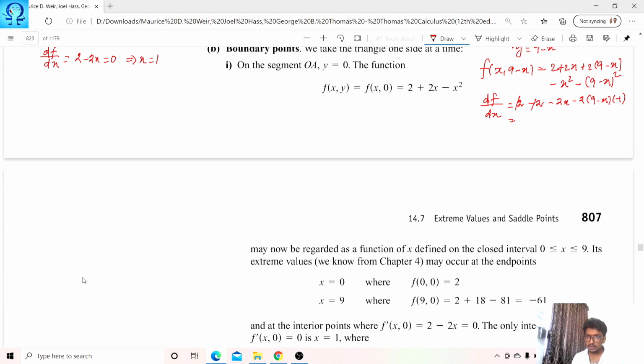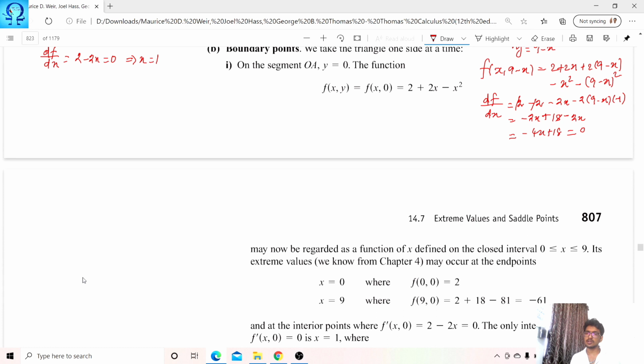Okay, so 2 and 2 get cancelled. It is minus 2x minus 18 plus 2x. Actually, we have minus, so when it comes before, you will have plus here and minus here. This minus 1 multiplied with minus 2 becomes plus 2. So 2 into 9 is 18. 2 times minus x is minus 2x. So this is minus 4x plus 18.